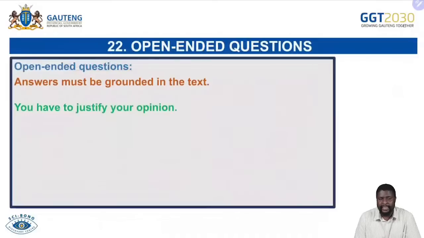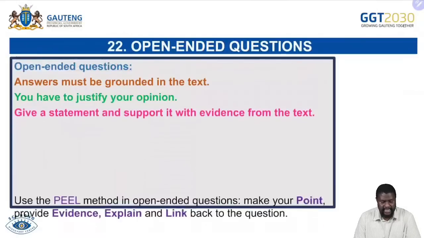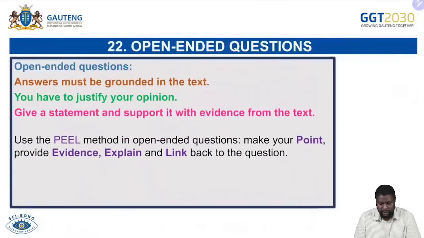Tell us why you agree or why you disagree. But remember, this isn't just your opinion in the general sense. It is your opinion based on the drama or the novel or the short story or the poem you have read. Give a statement and support it with evidence from the text. Use the PEEL method in open-ended questions. Make your point, explain your point, give evidence, and then link your answer back to the question. Sometimes you get carried away. You write and you write and you write, you even forget what the question was about.